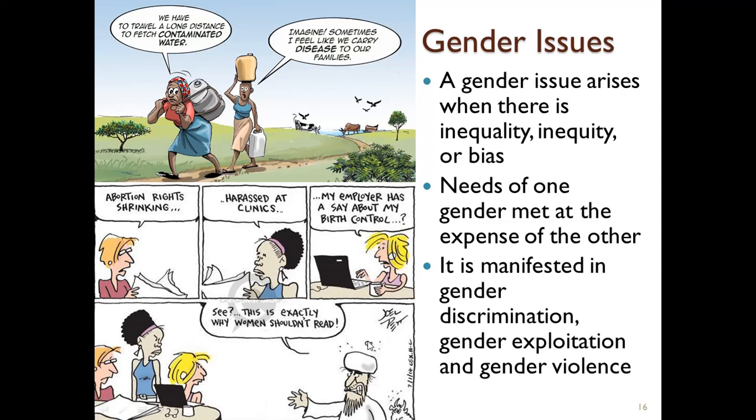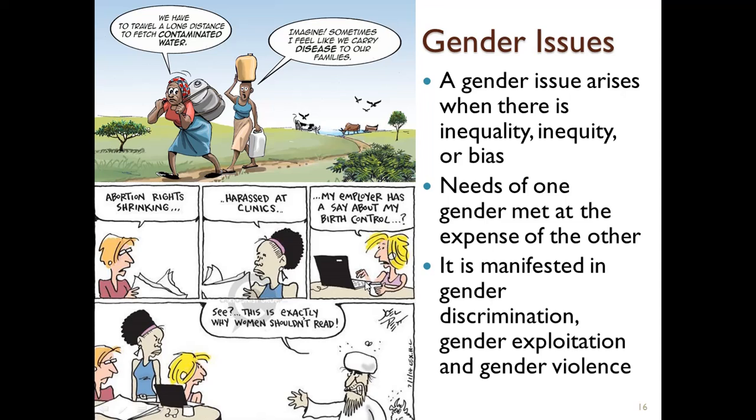And then you have this religious man, or not necessarily, I'm just assuming, maybe Muslim, so you can just assume. We are looking at identities here. He is saying, look, see, this is exactly why women shouldn't read. So there is an issue of abortion, an issue of harassment, an issue of employment rights, but also an issue of access to information. So all those are gender issues.